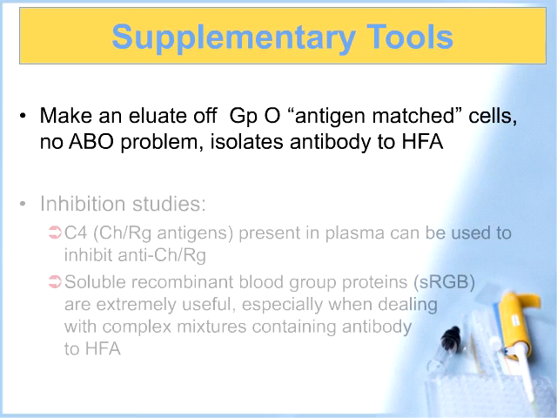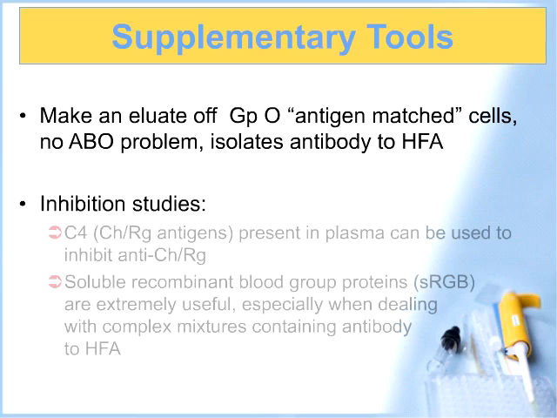So if you absorb the patient's plasma onto these group O antigen matched cells, you elute off the antibody, and you then eliminate the ABO problem. So you might be able to match null cells that were ABO incompatible with the patient's plasma without having to worry about that. And it isolates the antibody to a high-frequency antigen. So again, you don't have to worry about any underlying alloantibodies to common antigens.